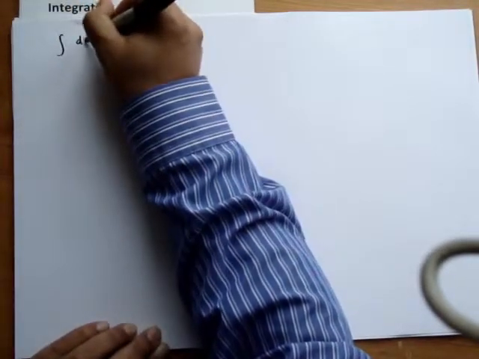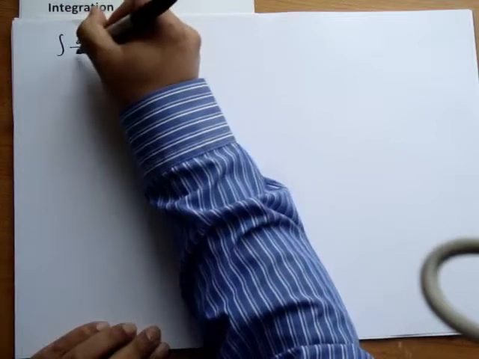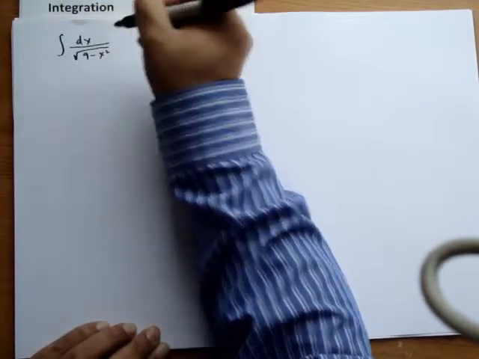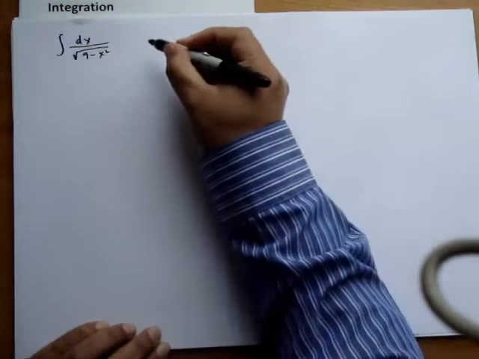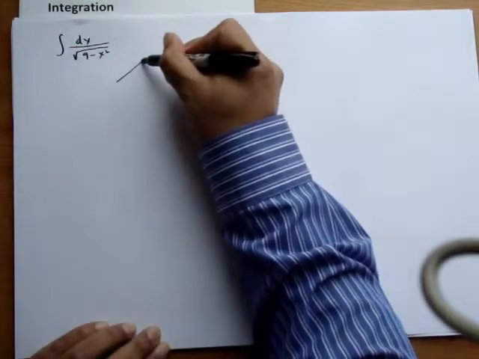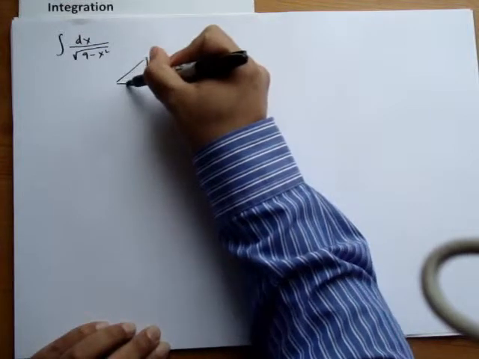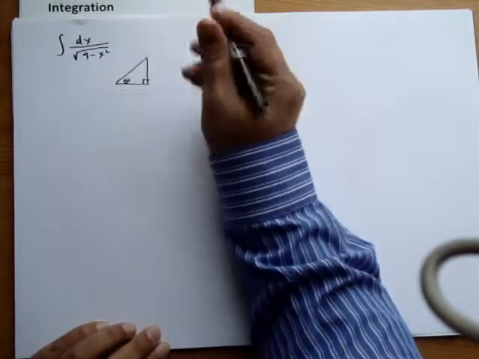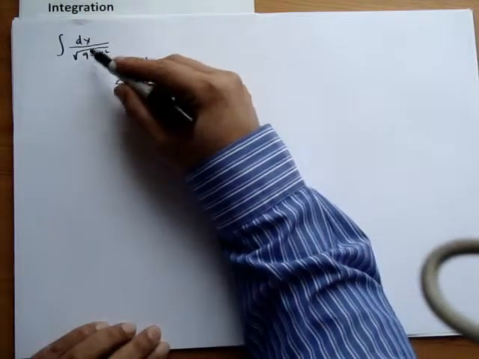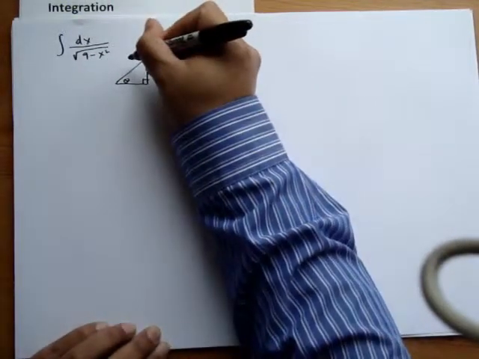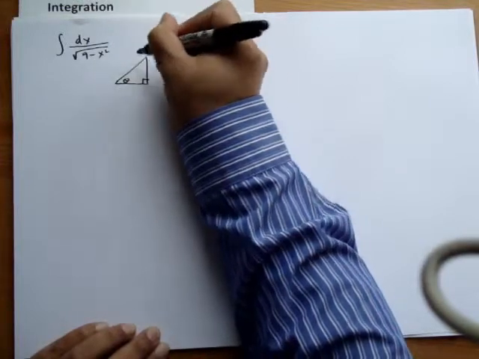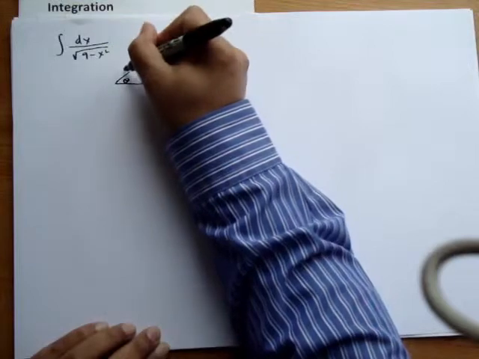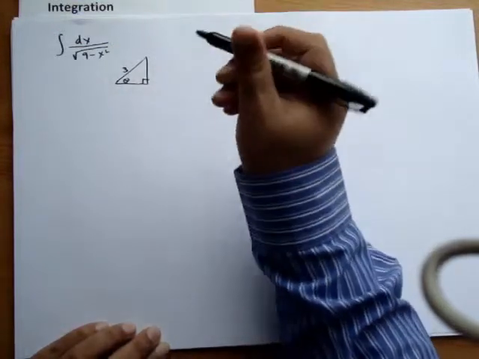Integral of dx over square root of 9 minus x squared. So let's draw our reference triangle first. That's theta. So we know that 9 is the bigger number, that's going to be the hypotenuse. So 3 squared is 9, so the hypotenuse is 3.